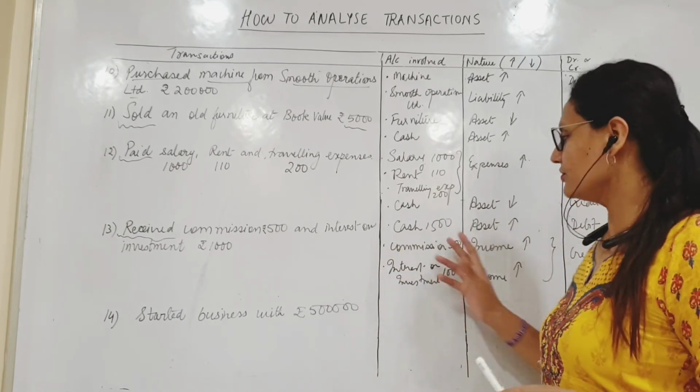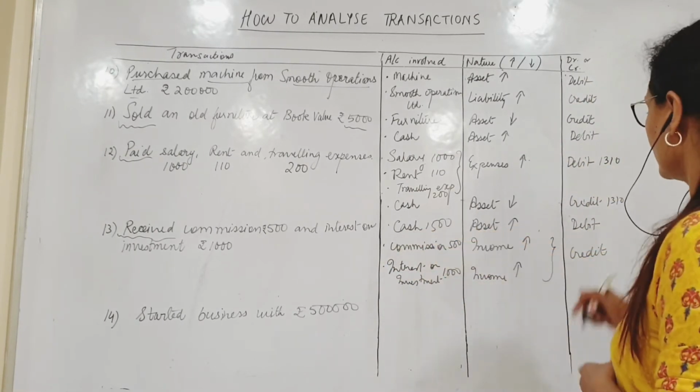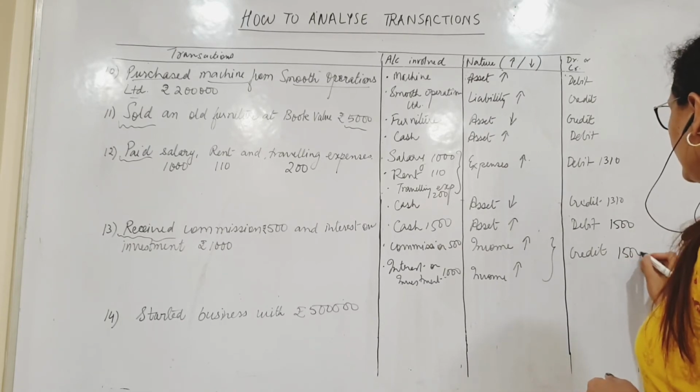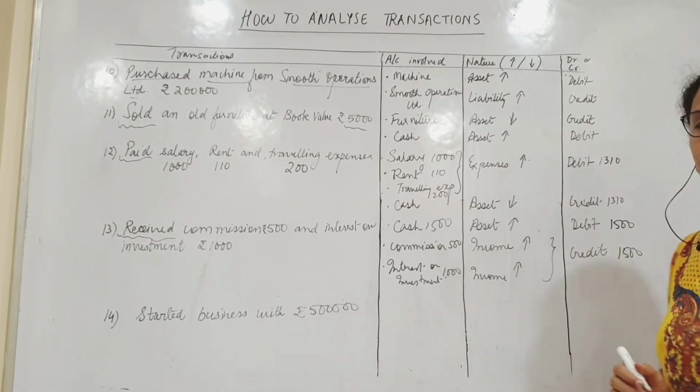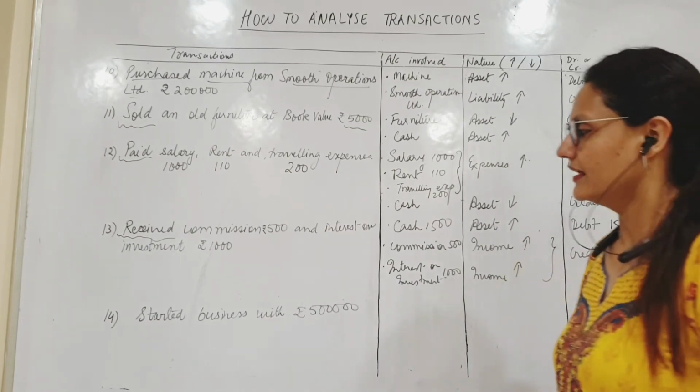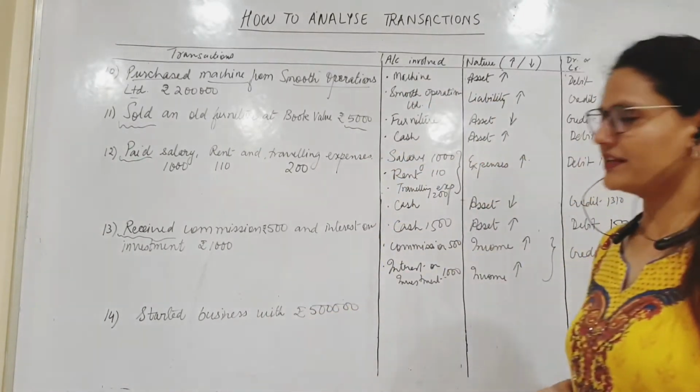Alright. So here you understand this that I am receiving a total of 1500. Debit 1500, credit together 1500. Yes, debits always equal to credit. No exception. Last one, started business with 5 lakhs.